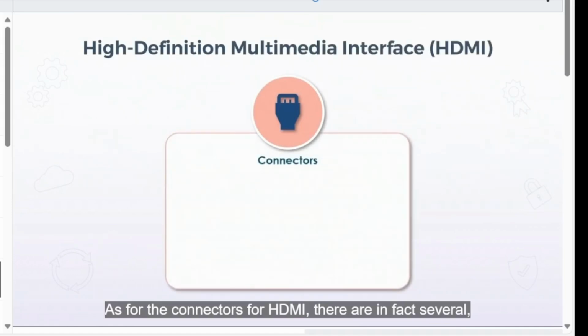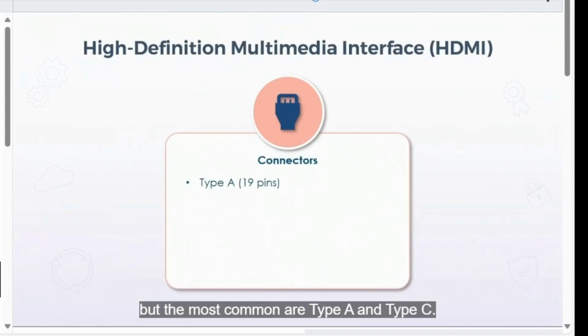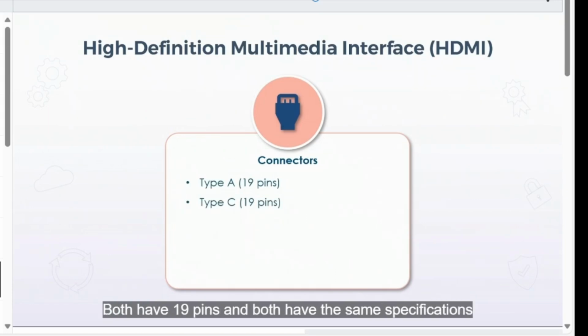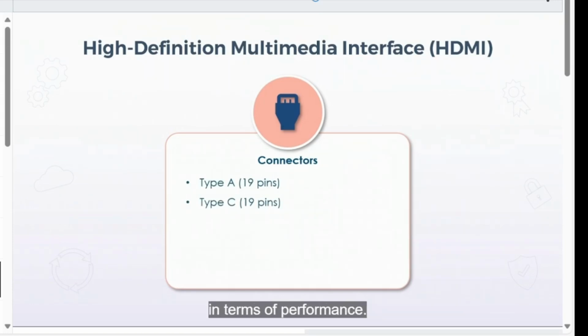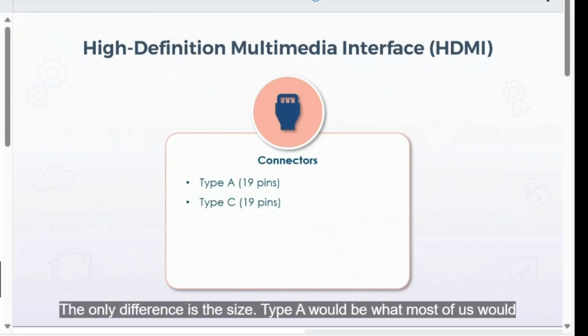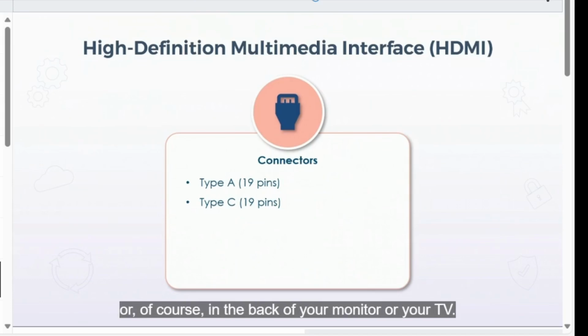As for the connectors for HDMI, there are in fact several, but the most common are Type A and Type C. Both have 19 pins and both have the same specifications in terms of performance. The only difference is the size. Type A would be what most of us would consider to be the standard connector that you would likely find these days on the output of your video card or on your laptop, or of course in the back of your monitor or your TV.